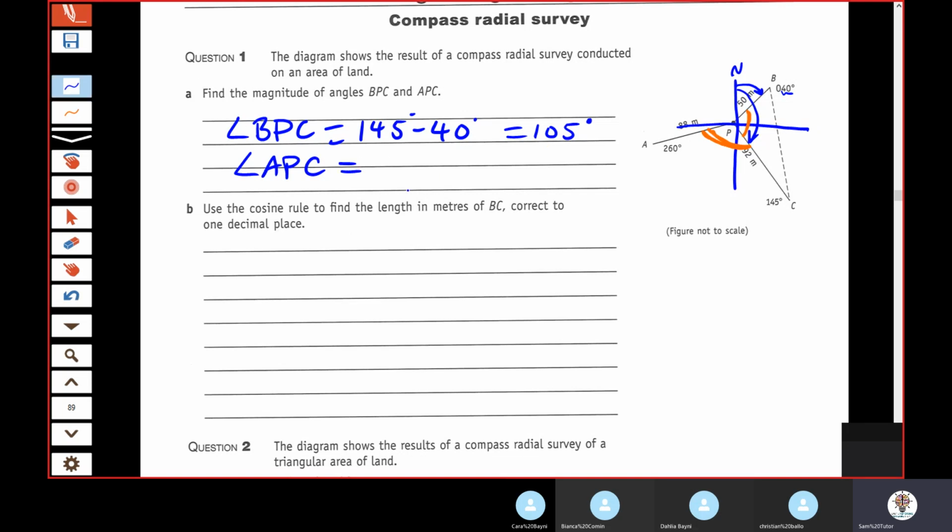What should that be? What do you think? Again, think of it from north. North to A is 260. North to C is 145. So then angle APC, that's it. That's all.